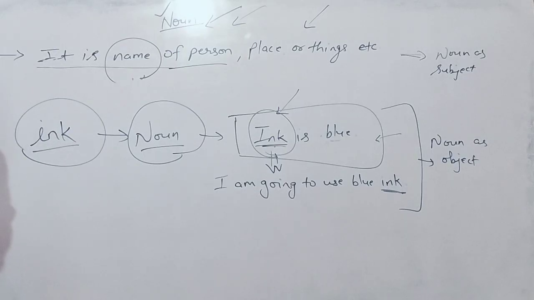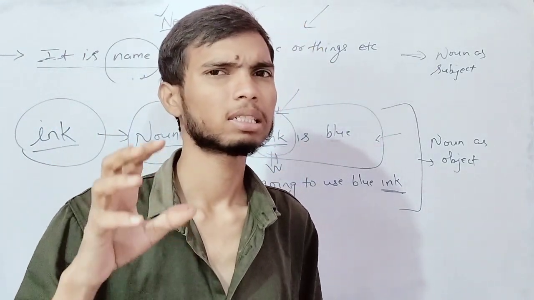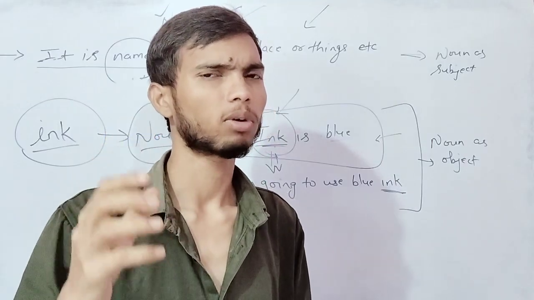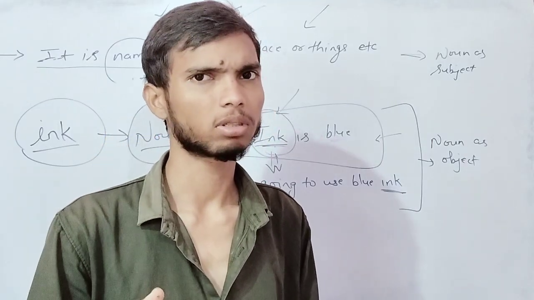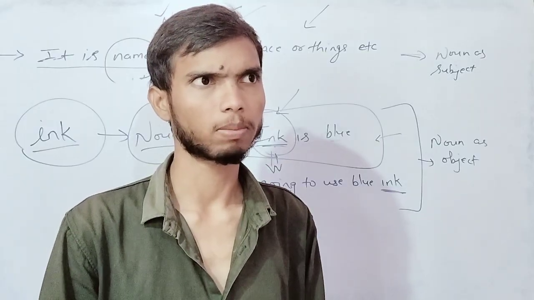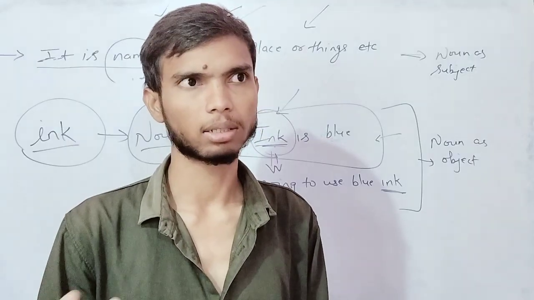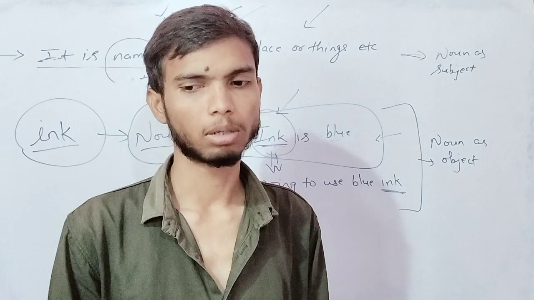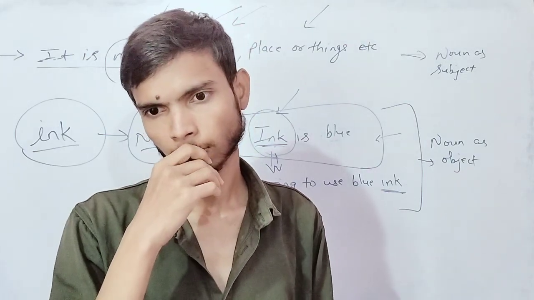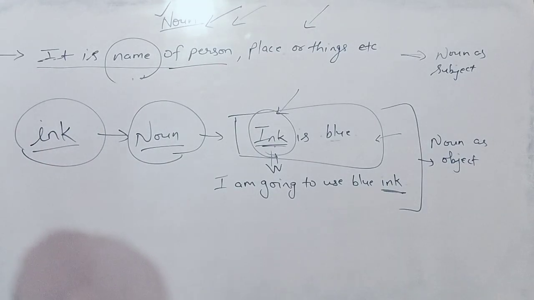Now, should we understand right now what are the types of noun? Countable, non-countable, proper, collective, abstract. Okay. Let's understand countable and uncountable.